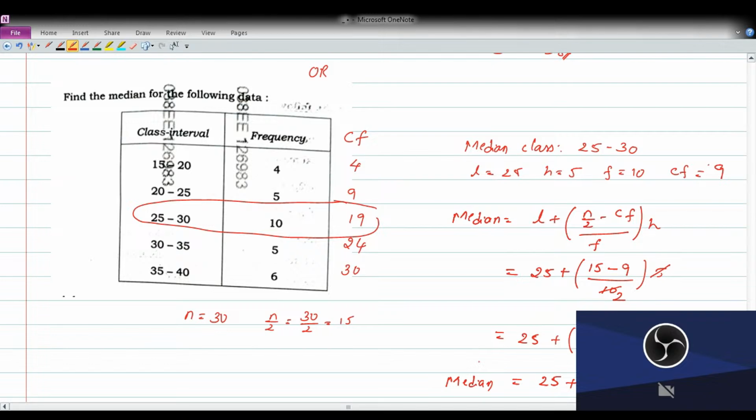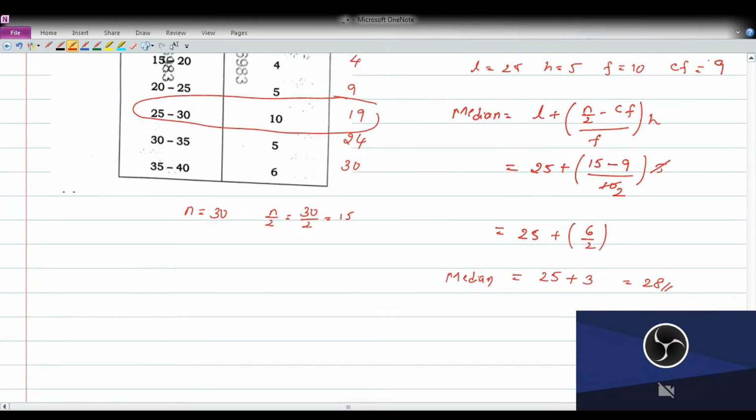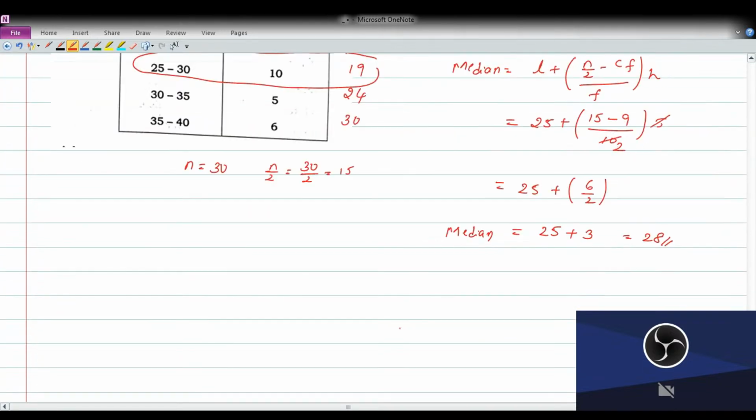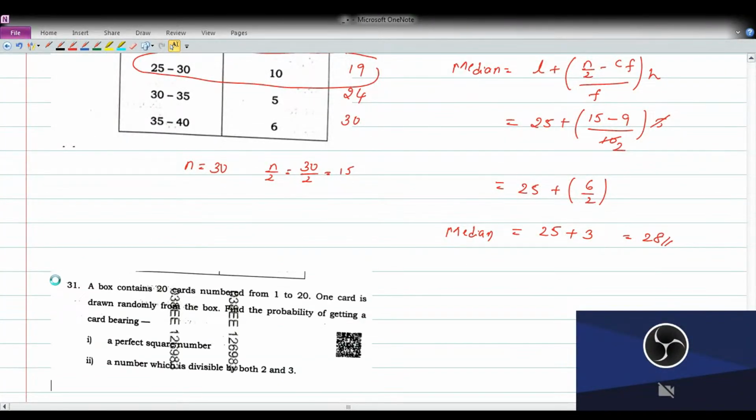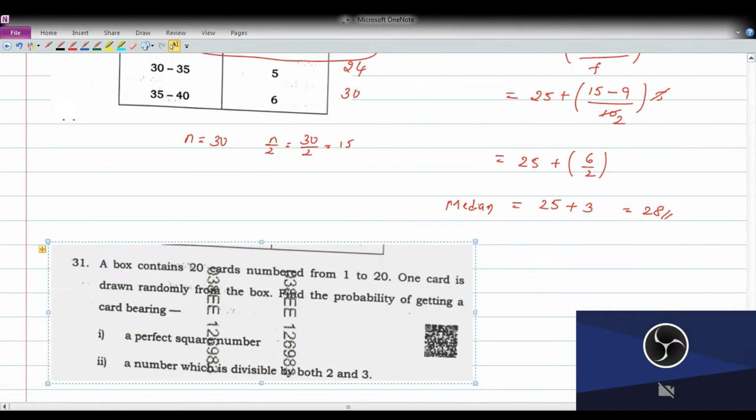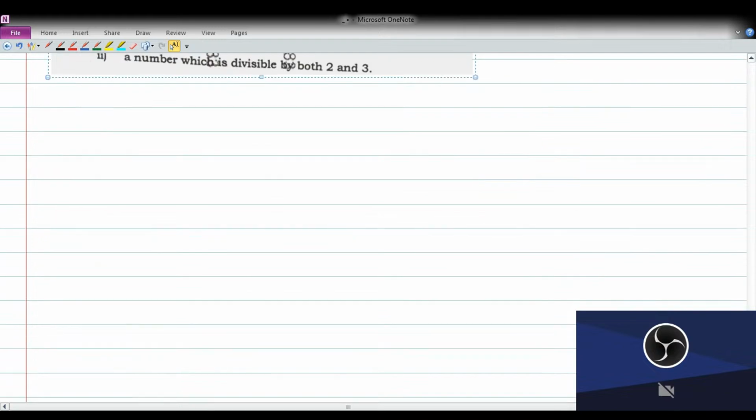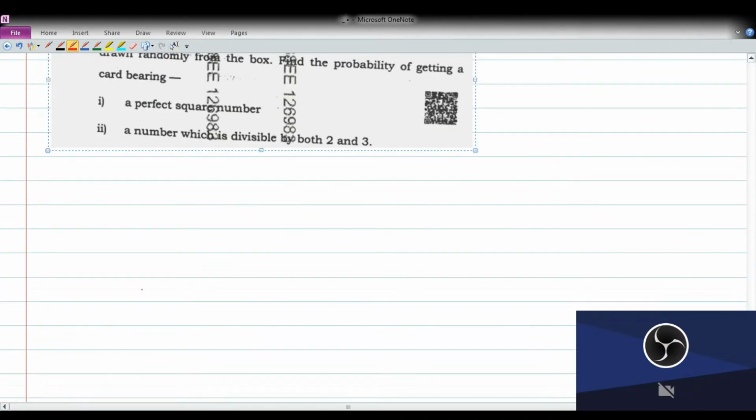Now I am going to take question number 31 from the chapter probability. A box contains 20 cards numbered from 1 to 20. So what is n of S for this problem? n of S is exactly equal to how much? 20. As it contains 20 cards, it becomes 20. Now, perfect square numbers. Which are the perfect square numbers here?